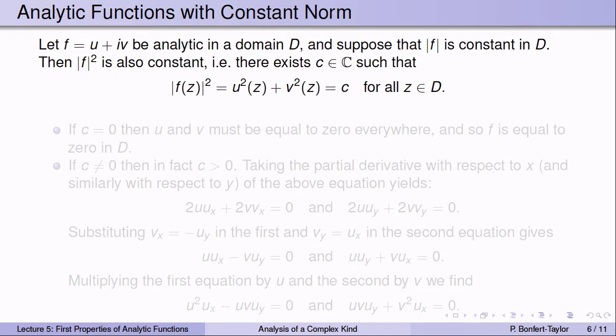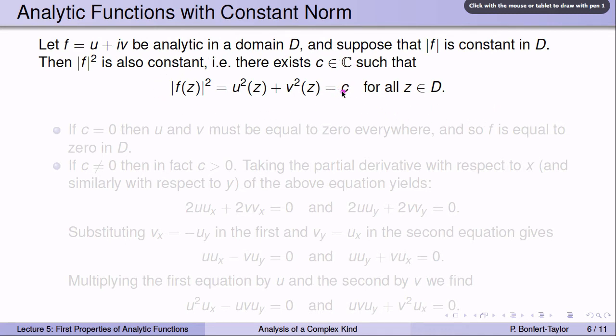Here again the assumptions. f is an analytic function in the domain and its absolute value is constant. If the absolute value is constant, then the square of the absolute value also can't vary. So therefore there must exist some constant c such that u squared of z plus v squared of z is equal to c no matter what z you plug in right here. That's what it means to be constant.